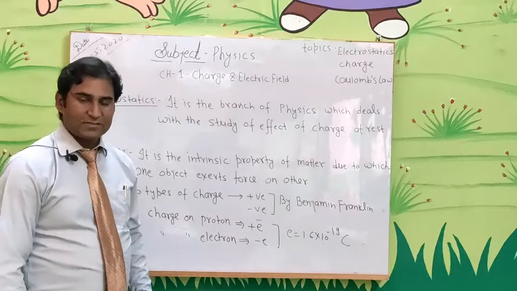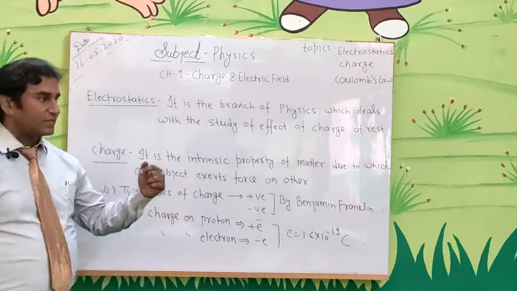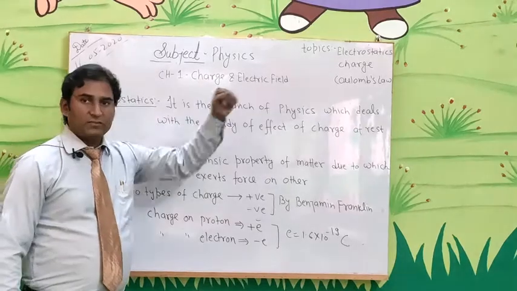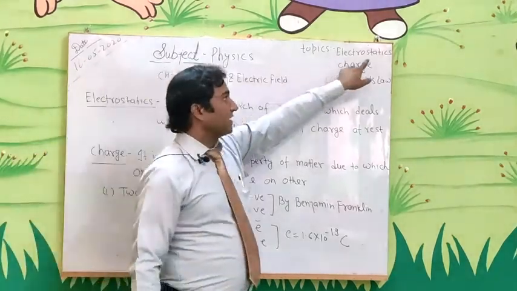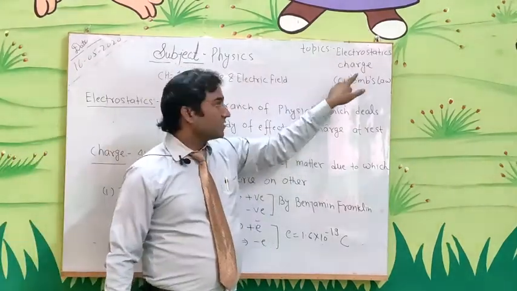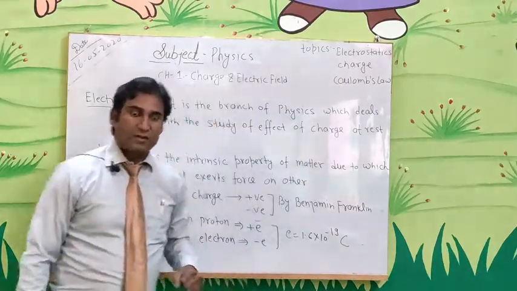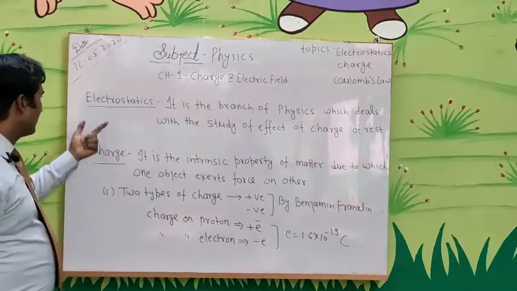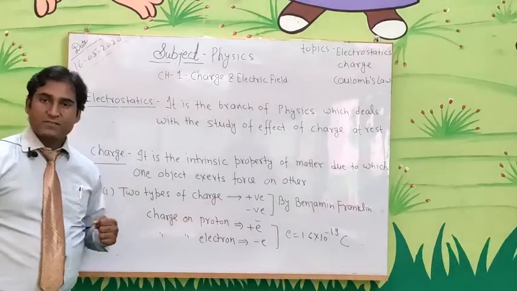Good morning, students. Today we will discuss from chapter 1, charge and electric field. The topics are electrostatics, the definition of charge, and Coulomb's law in scalar and vector form. So first we will start with the definition of electrostatics.